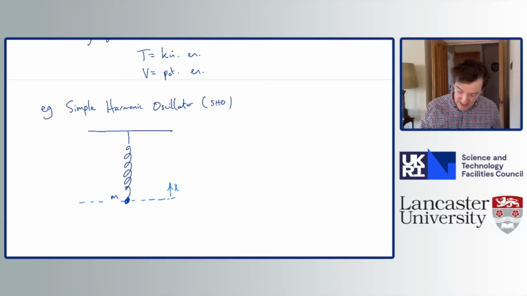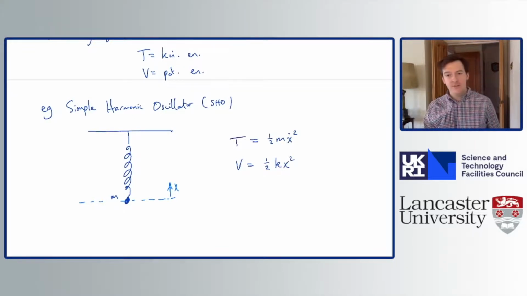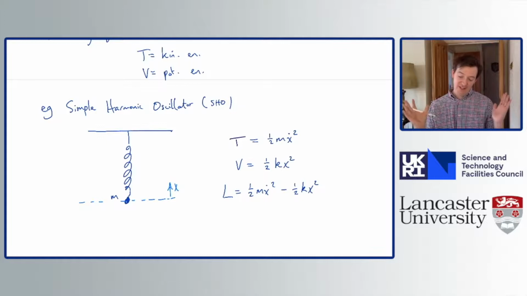In this case, we can write down the kinetic and the potential energies. The kinetic energy T is simply a half m x dot squared. And the potential energy of this system is simply a half k x squared. Therefore, the Lagrangian for this system is just T minus V. Okay, great, you might say. We've written down the Lagrangian, which is T minus V. So what do we do with it?